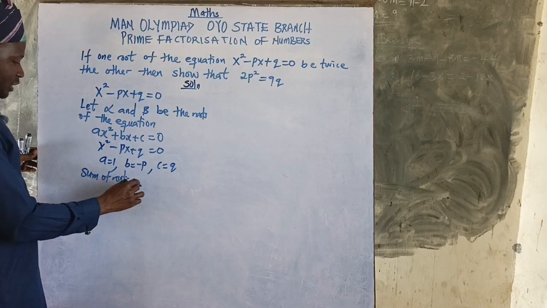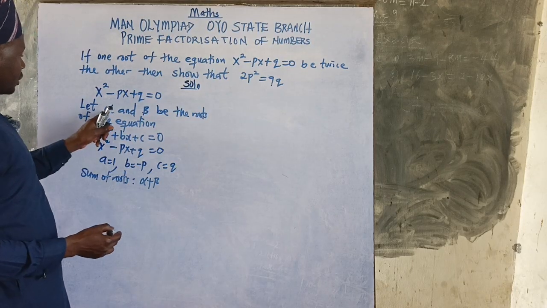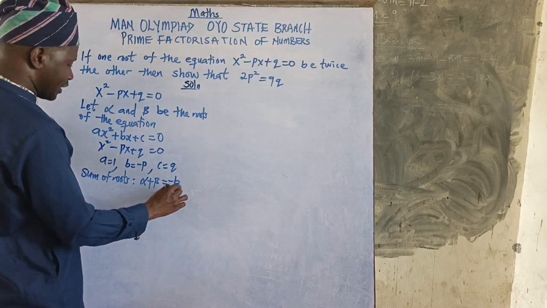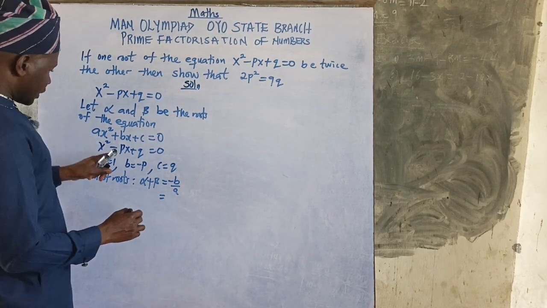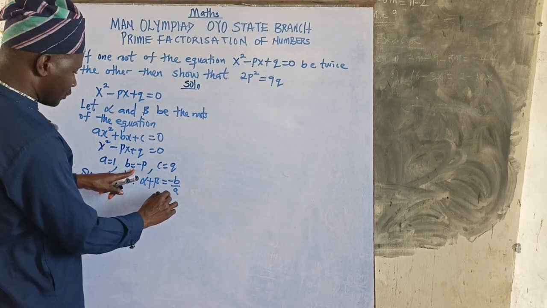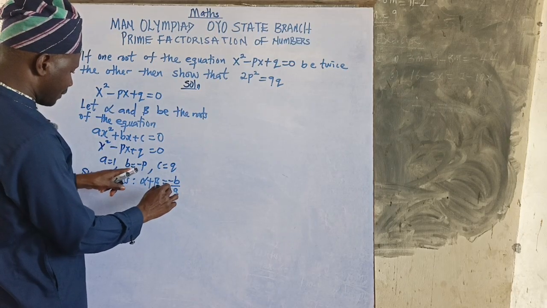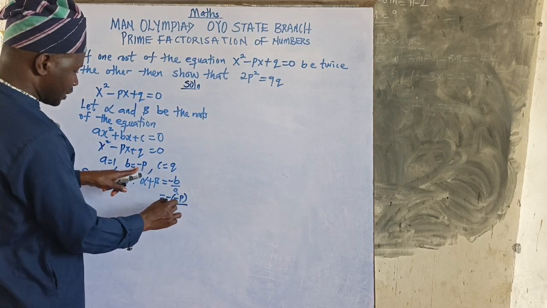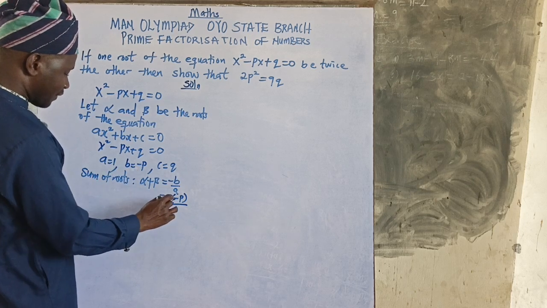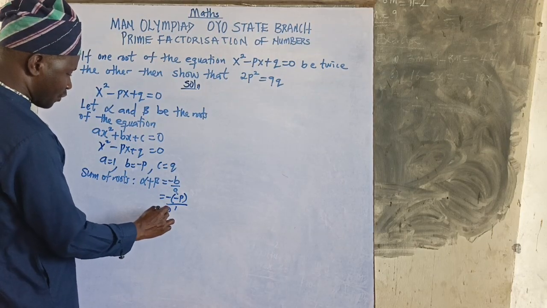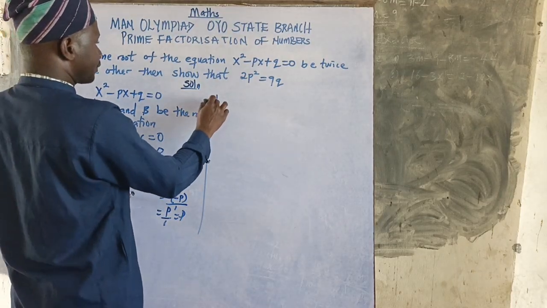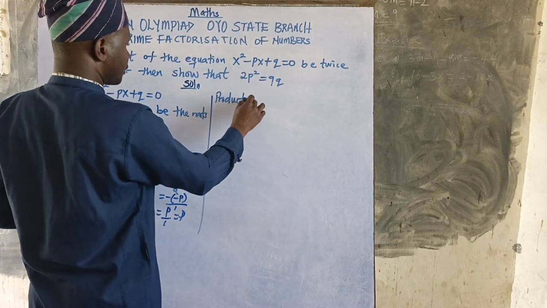Now the sum of the roots of a quadratic equation. I've made a video on this. That is alpha plus beta, because we are denoting the roots as alpha and beta. The sum of the roots equals minus b over a. In this case, a is 1 and b is minus p. So substituting minus p for b and 1 for a, minus by minus will be plus, so we have p over 1, which equals p. Now we want to determine the product of the roots.